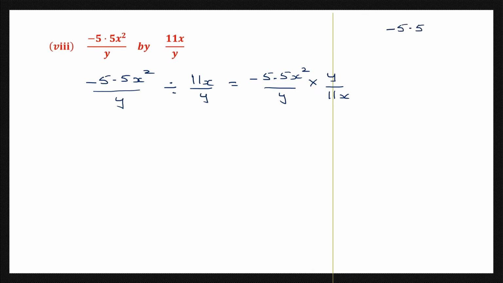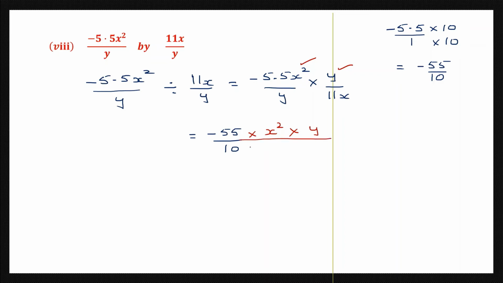Now here we have minus 5.5, which we will make a whole number by multiplying it by 10. That means the denominator also I need to multiply by 10. So I need to give it a denominator 1. So this becomes minus 55 by 10. 1 tens are 10. So that is minus 55 by 10. Okay, so I'm going to take it slowly one by one, into x square into y, and in the denominator I have y into 11x. So this is what I have.